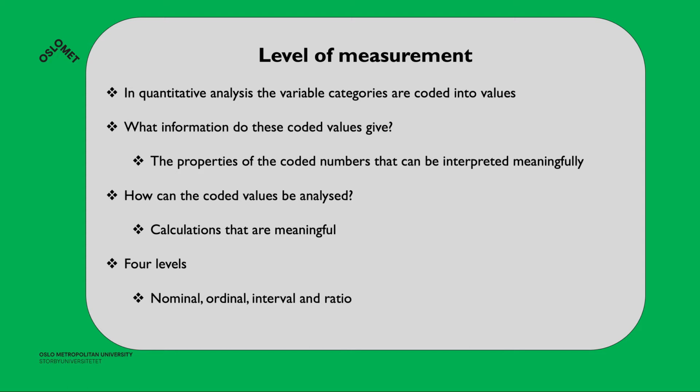We have four levels of measurement. They are called nominal, ordinal, interval, and ratio level. These levels of measurement allow us to do different types of calculations or statistical analysis, and we would like to be at the highest level of measurement possible, because then we can do more types of analysis.